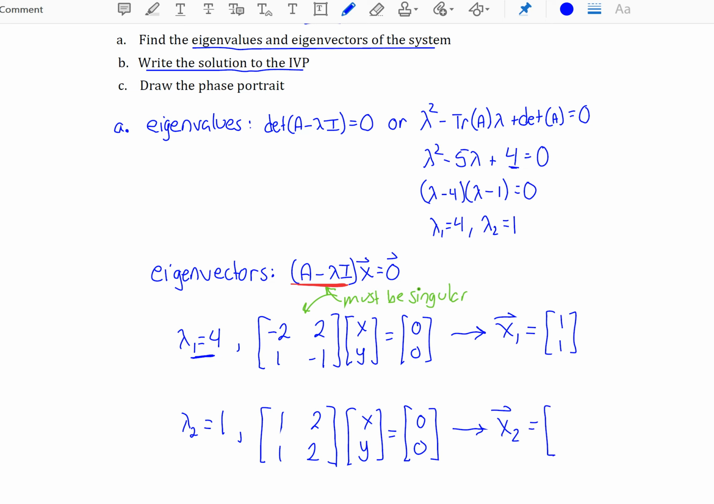And notice that this is always going to be singular, meaning one of the columns is a multiple of the other. And while there are an infinite number of eigenvectors that'll work, I need you to grab just one. So one of them could be if you went 2 times the first column and negative 1 times the second column. That would produce the 0 vector. And so I'll take that as our second eigenvector.